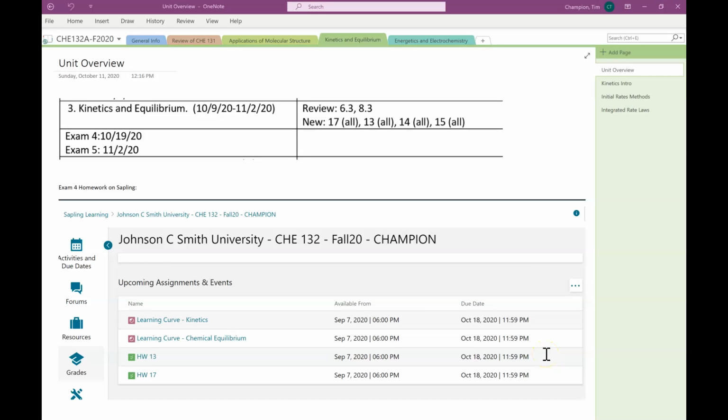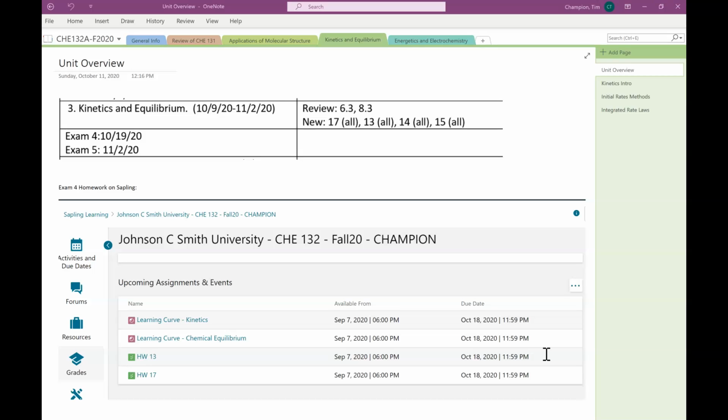Hi there. I want to talk about Kinetics today, our unit that's coming up here. You can see on this overview tab in our OneNote notebook the schedule and the readings. You've got some review chapters to read, and then chapter 17 is the Kinetics chapter. The exam on that is coming up on October the 19th, which is just a week away. And we're going to pretty much do all of Kinetics on that exam.